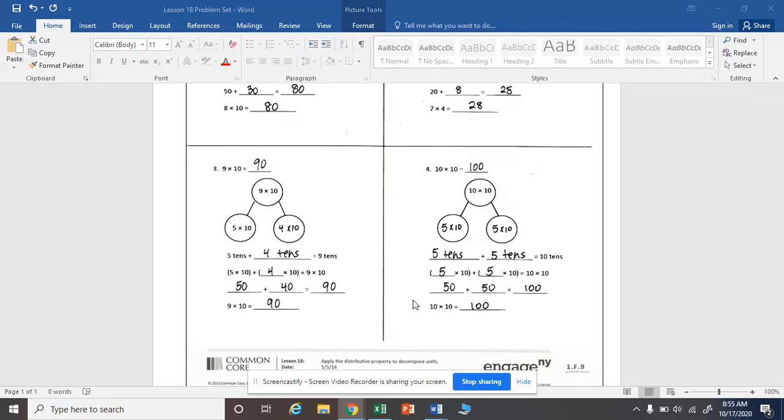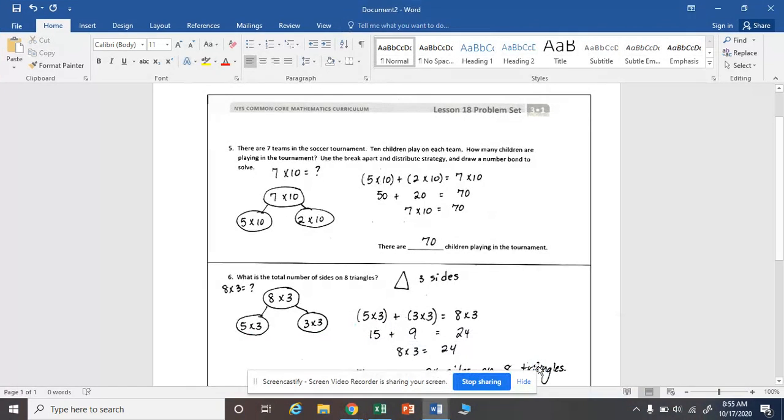But I'm hoping that you're understanding that you can make 2 smaller facts and come up with the products and then add those together to figure out your larger fact. All right, let's go to our next sheet.